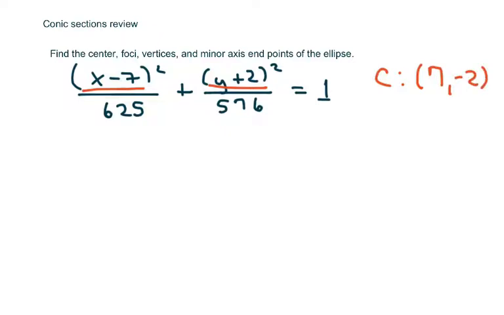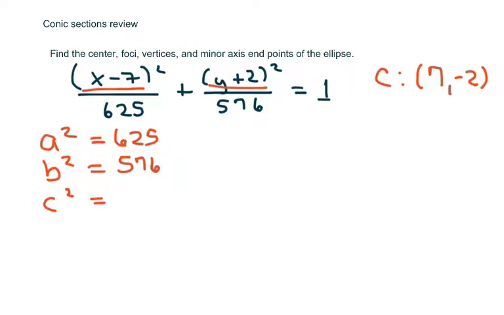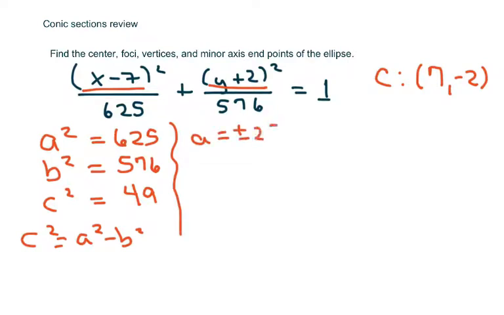I have to find my a squared, b squared, c squared. My a squared equals 625. My b squared is 576. And my c squared, remember c squared is a squared minus b squared, is 49. Therefore, my a equals plus or minus 25. My b is plus or minus 24. And my c is going to be equal to plus or minus 7. And that's just going from here.